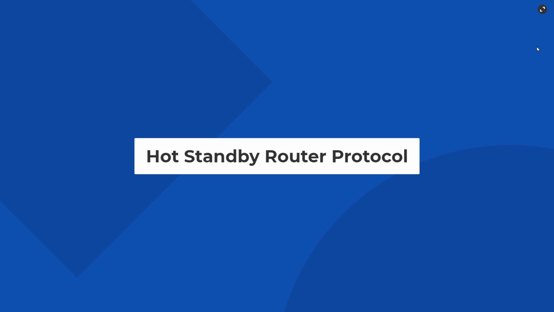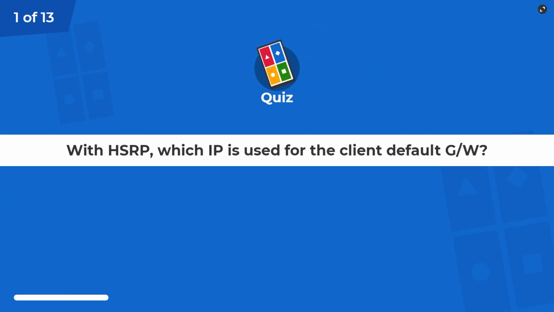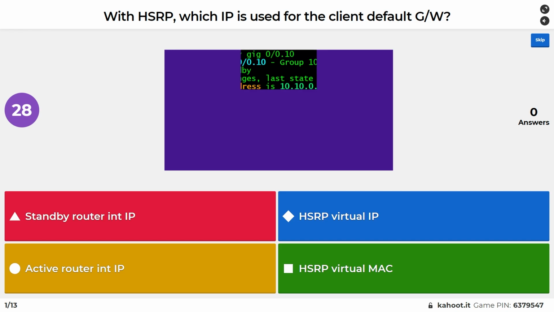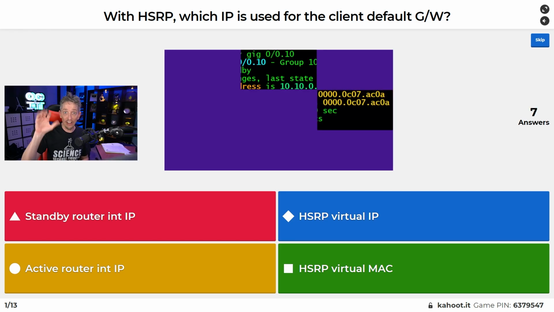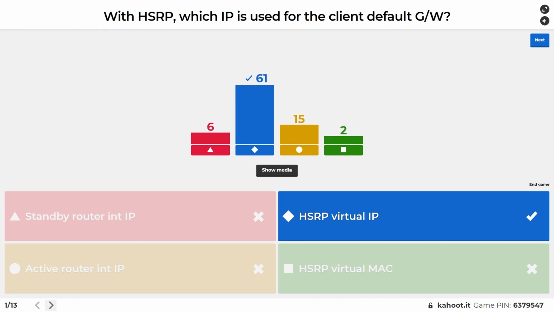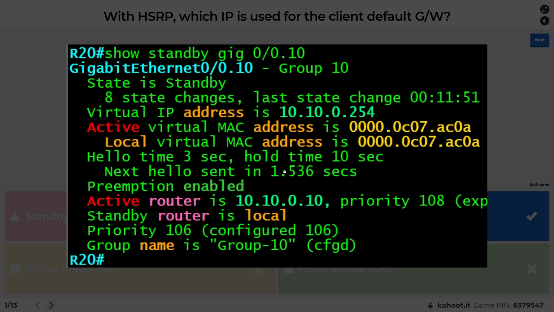Good luck, everybody. This Kahoot is on Hot Standby Router Protocol, to provide a fault-tolerant default gateway for our users. And here's the first question of 13. With HSRP, which IP address is used for the client's default gateway? It's the HSRP virtual IP address.